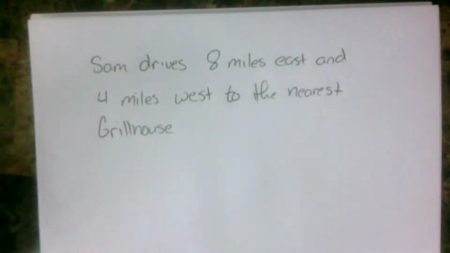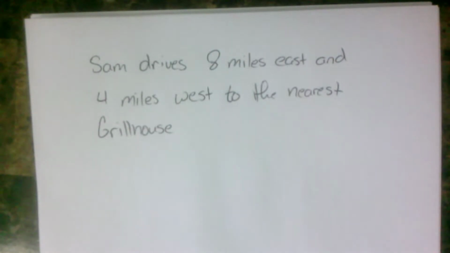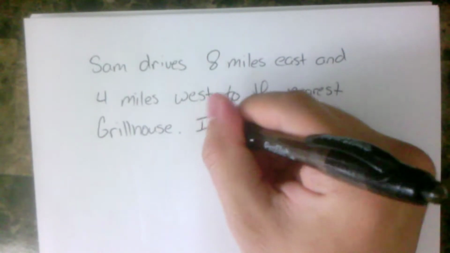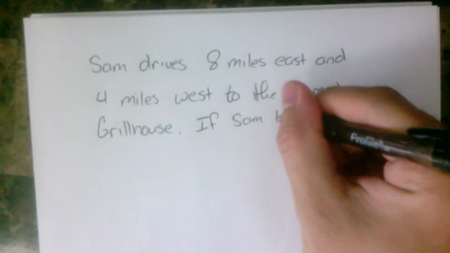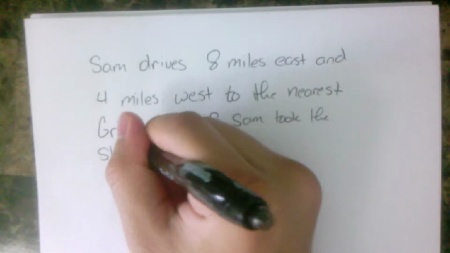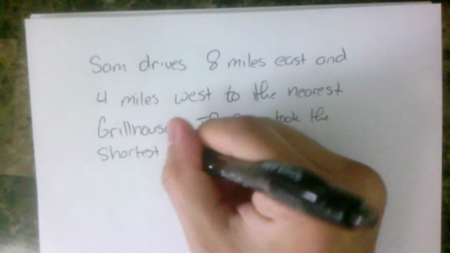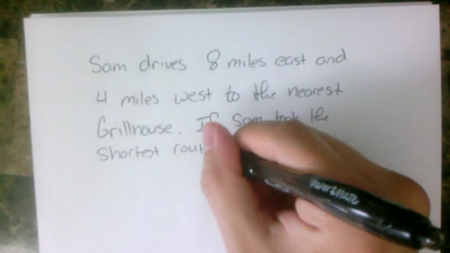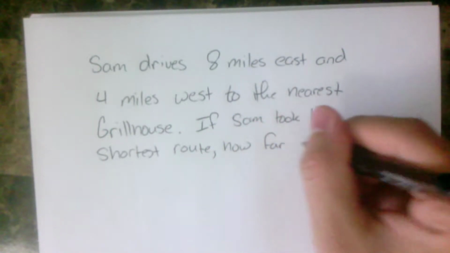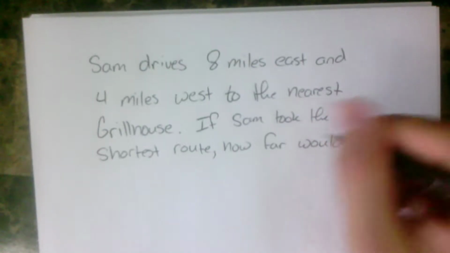Okay. So Sam drives 8 miles east and 4 miles west to the nearest grill house. If Sam took the shortest route, how far would she have gone?